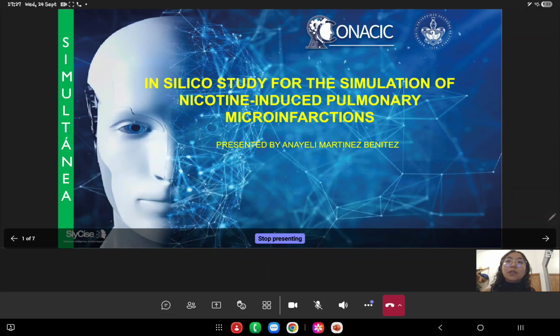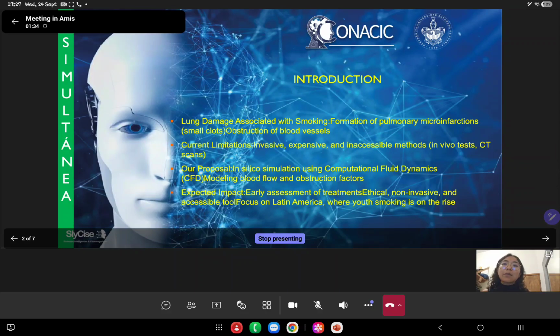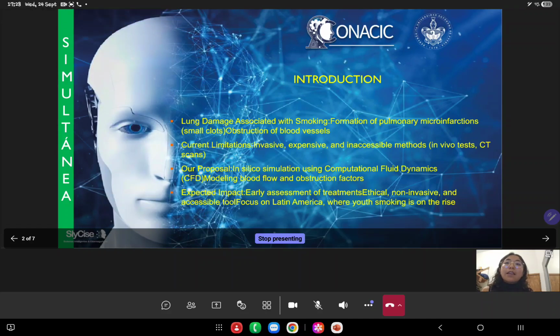The main goal of this study is to explore how computational simulations can be used to understand lung microinfarction caused by nicotine exposure. We know that tobacco use is still one of the most critical public health challenges worldwide. Nicotine exposure plays a central role in the development of cardiovascular and pulmonary disease. One of the lesser known consequences is pulmonary microinfarctions, small vascular blockages in the lungs that reduce gas exchange and increase vascular resistance and damage tissues.